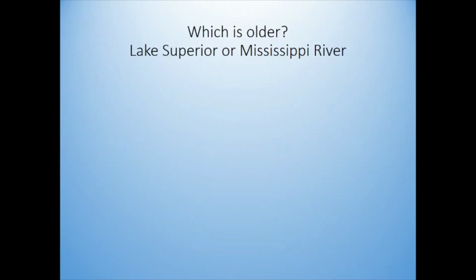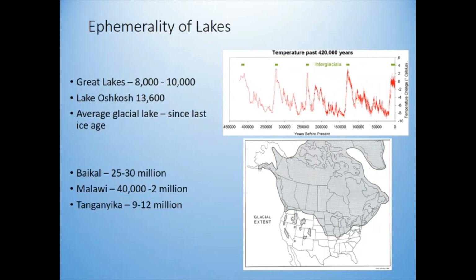So, I'd like you to think about this question. Which is older, Mississippi River or Lake Superior? When you think about this, you think, well, Lake Superior is huge, been around a long time, yes. But what about the Mississippi River? And the answer is, lakes, if they're not tectonically formed, are really ephemeral. They're really temporary, right? The age of the average glacial lake is simply since the last time it was covered over by a glacier, right?